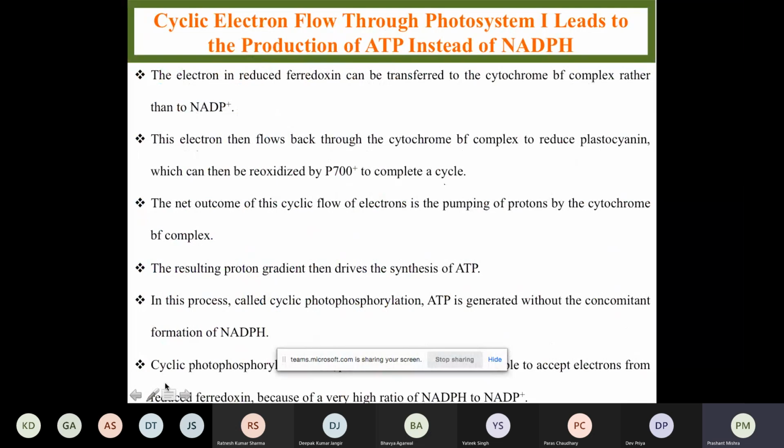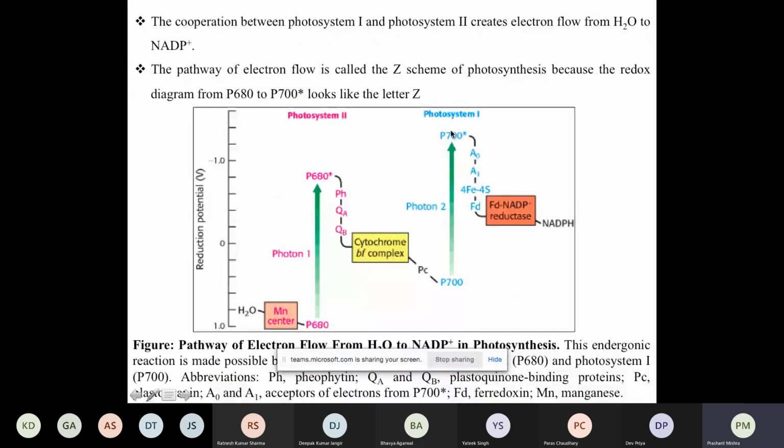So what will happen is, cytochrome complex, plastocyanin, to P700. So it comes back. The cyclic nature is because ferredoxin gives its electron to the cytochrome b6f complex, then it goes to PC, to P700, and again. So it becomes a kind of cyclic phosphorylation.